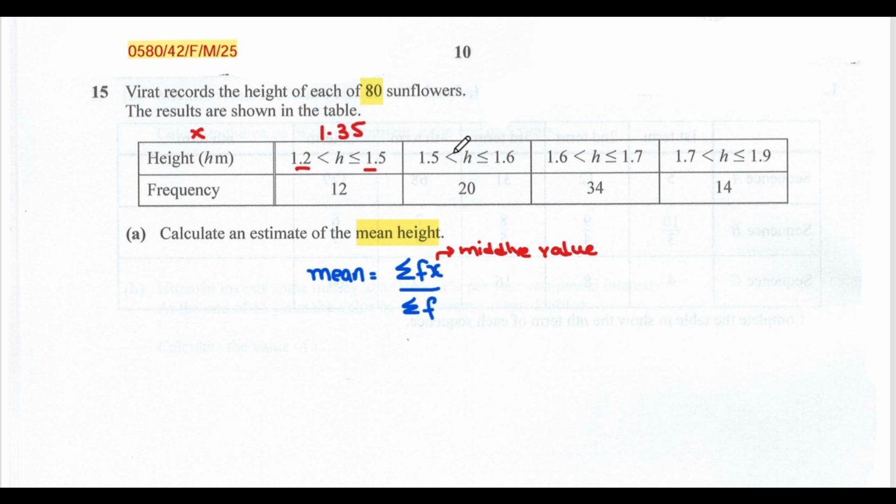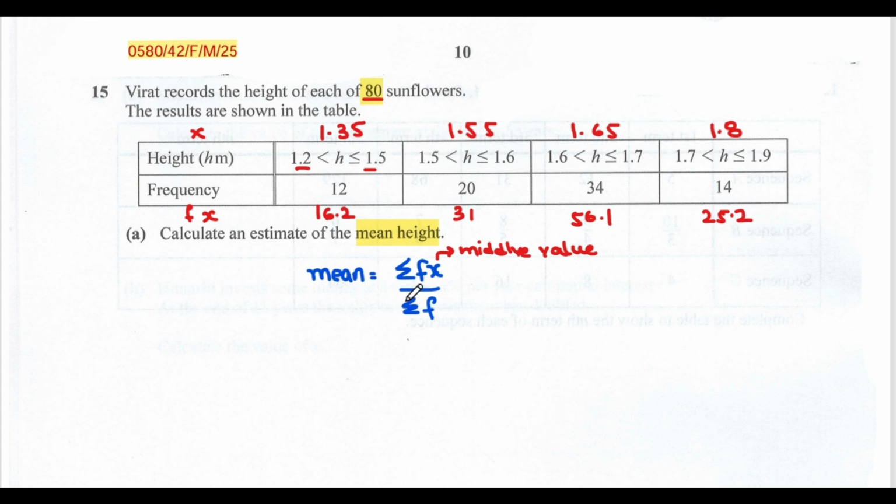Then I'm doing the same for this class as well. So the middle value would be 1.55. For the third class, we'll have the middle value 1.65, and for the last class, we'll have the middle value as 1.8. Now, I will make another column here to get the product of frequency and the middle value. So 12 times 1.35 would be 16.2. 20 times 1.55 would be 31. 34 times 1.65 would be 50.1. And 14 times 1.8 would be 25.2.